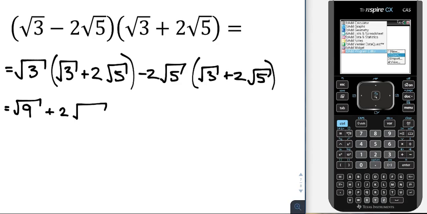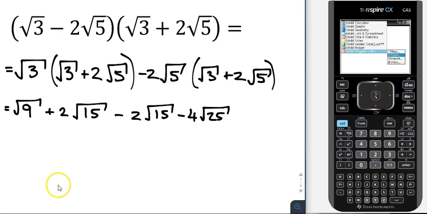I get out root 9, which is a square number, good. I get out 2 root 15, so root 3 times root 5 is root 15, 2 out the front, so 2 root 15. I'm also going to get another 2 root 15, but this time minus, so minus 2 times 1 is minus 2, 5 times 3 is 15. And then my end term is going to be negative 2 times 2 is this 4, and then 5 times 5 is 25. What you should notice here is a few different things.